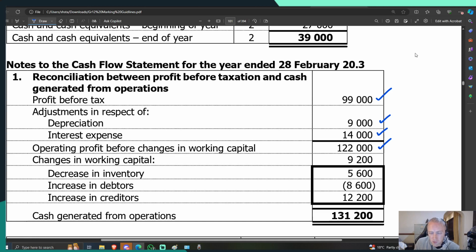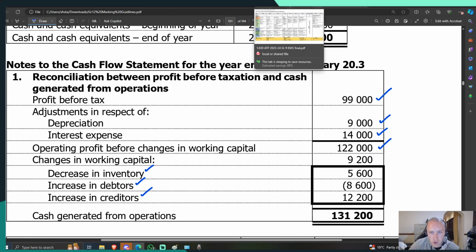There are three types of working capital. There's inventory, there's, I don't want to say debtors, but rather trade and other receivables, and trade and other payables. So they've got debtors and creditors. That's not quite correct. It should be trade and other receivables and trade and other payables. So let's find our changes in working capital.